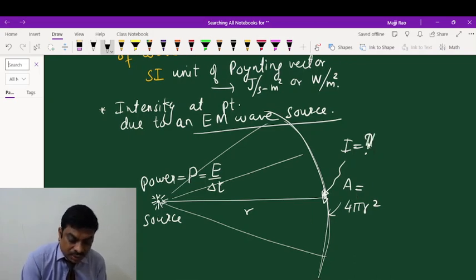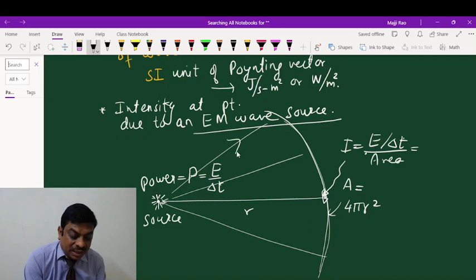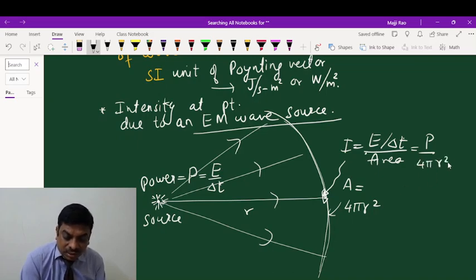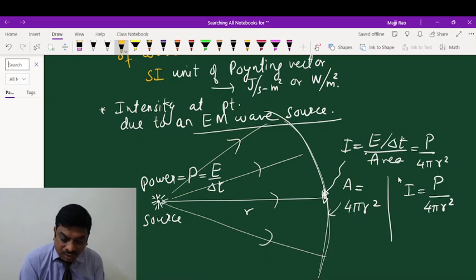Intensity is nothing but the energy received per unit time per unit area. The energy received per unit time is the same as the energy radiated per unit time, which is the power, and the total area over which it is spread is 4 pi r square. So we get the formula I is equal to P upon 4 pi r square. This is the formula.